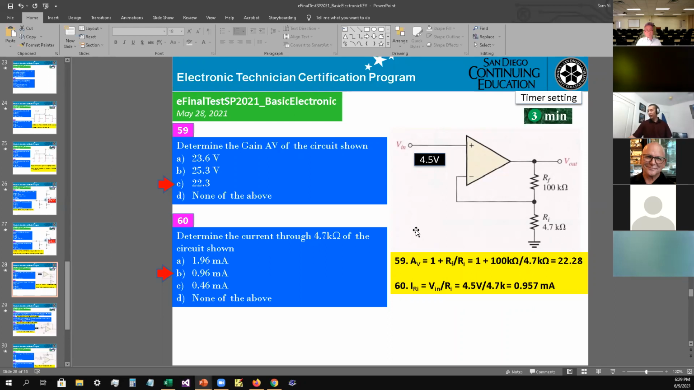Okay, number 60, and we want to find the IRI. So therefore, it's going to be the VN times R divided by RI. So VN that goes here also exists here, so therefore it also exists right here. So VN is going to be 4.5 minus this, divided by this resistance. So the answer is 0.957 milliamp. So the answer is B as in Bob for number 60.